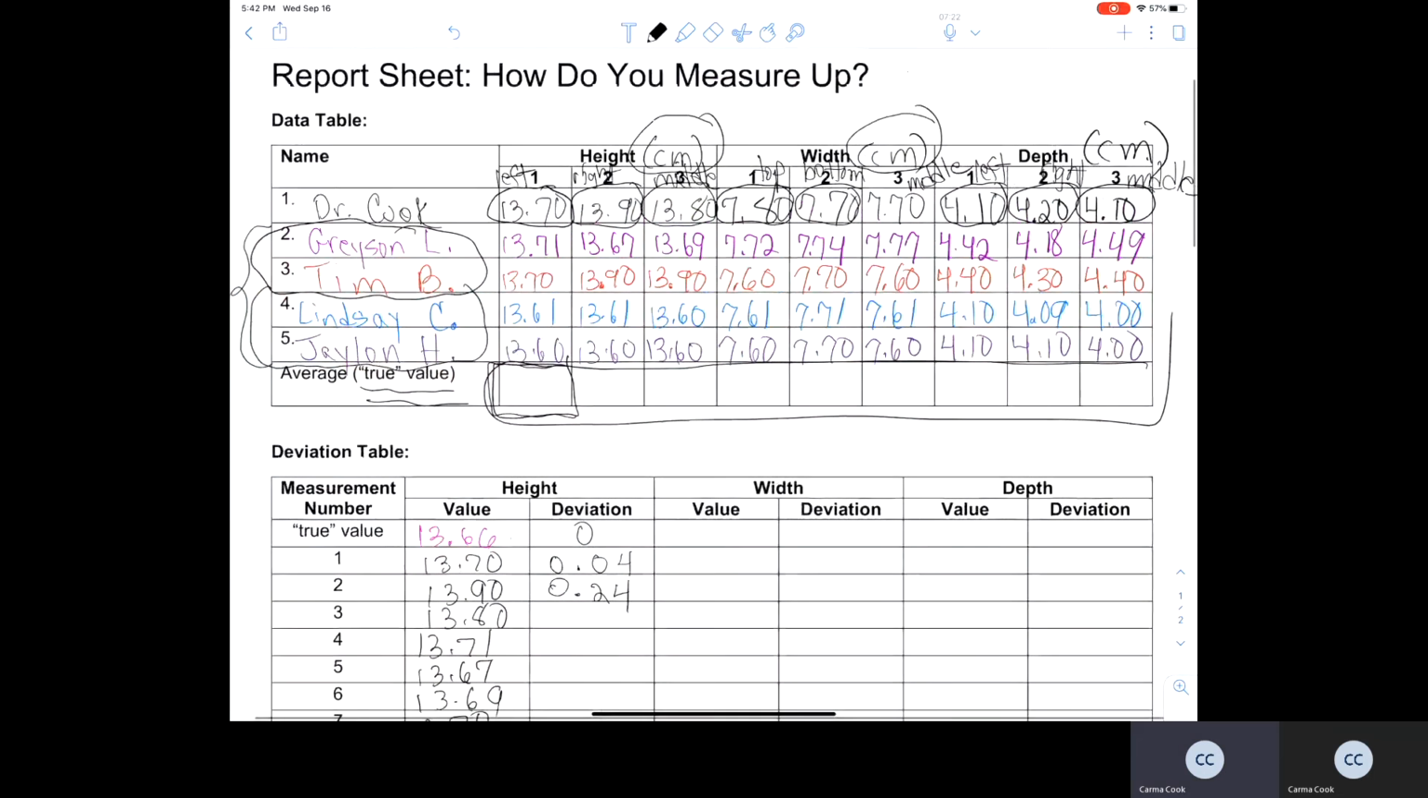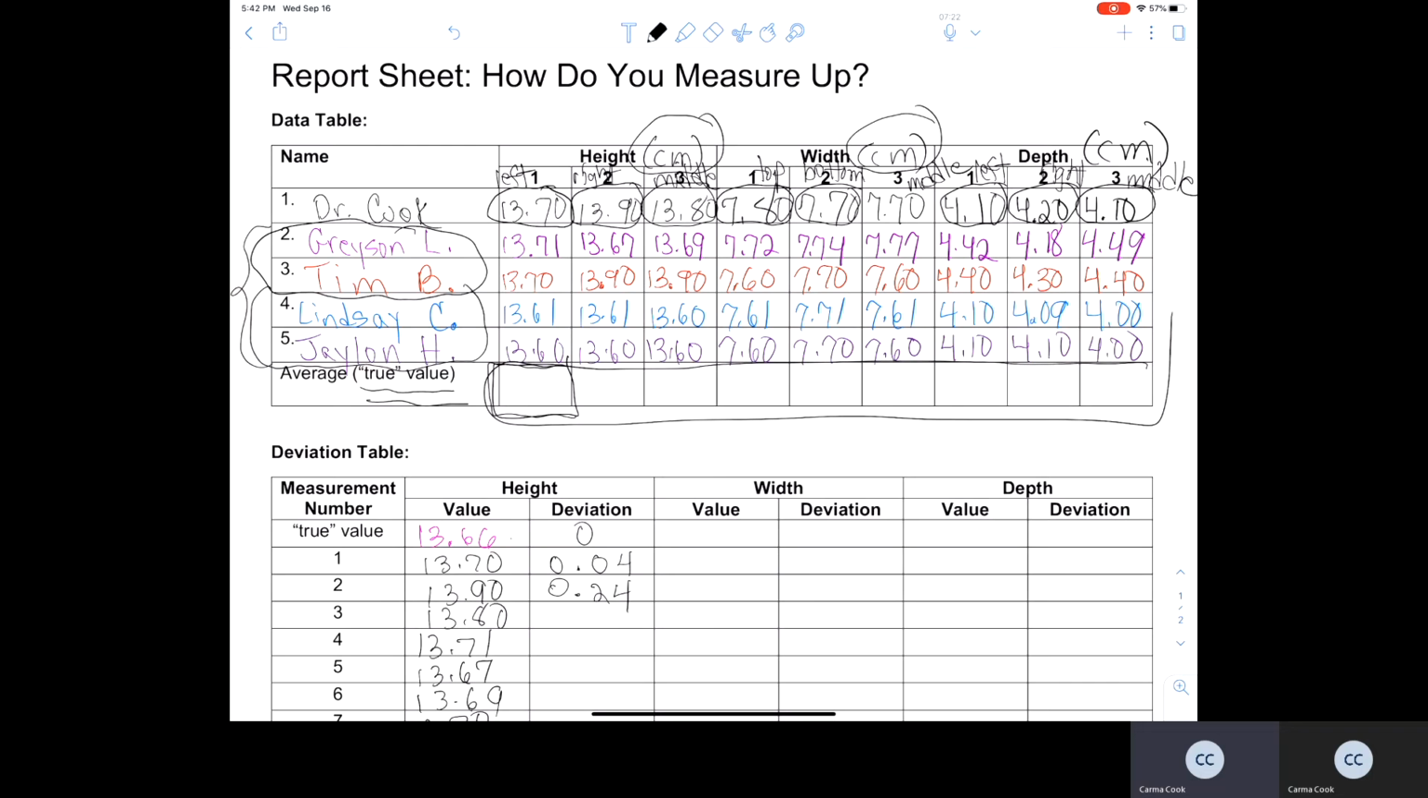Hello, students. I received several emails asking questions about the proper way to complete the How Do You Measure Up experiment 2. So what I'm showing here is a copy of a lab report sheet. I did the experiment.